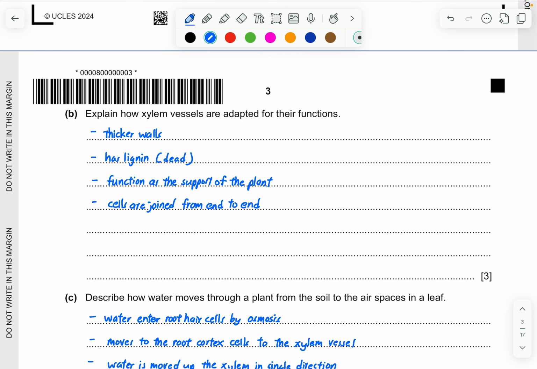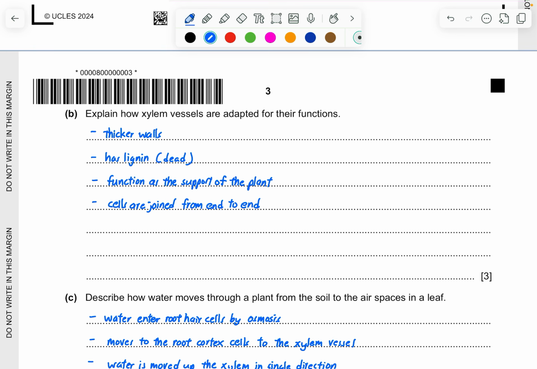For part B, explain how xylem vessels are adapted for their function. Remember that they are asking you for their adaptation, meaning their structural characteristics, not the function. We know that the xylem functions for transporting water and also mineral ions, but mainly they want you to tell what characteristics the xylem has that help with that function.